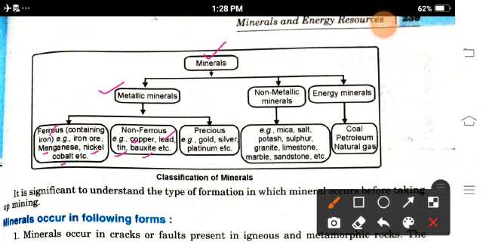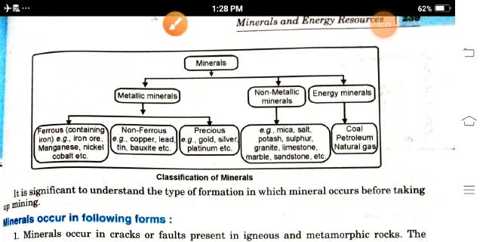Some metals are very precious, which are gold, silver, platinum. Non-metallic minerals are mica, salt, potash, sulfur, granite, limestone, marbles and sandstone. Energy minerals are known as coal, petroleum, natural gas. And one thing you remember: all the minerals and the energy resources are obtained from nature. Nature gave us minerals.